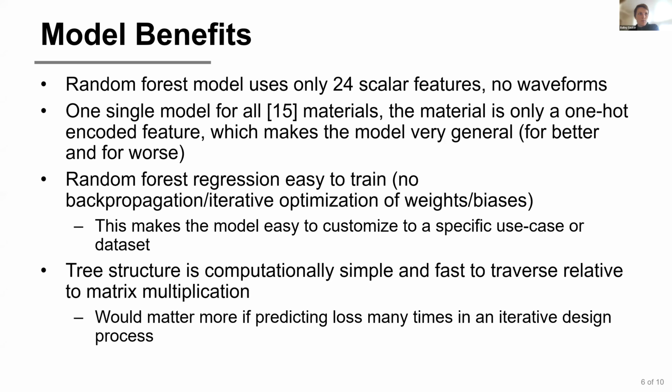I think it worsens performance on specific materials, but it does make the model very generalizable, and we'll see that a little bit later. The random forest regression is also very, very easy to train. There's no backpropagation, no iterative optimization. So that makes the model super easy to tweak if you get more data or you get more materials or something like that. And then the tree structure is also computationally simple. It's very fast to traverse because you're just doing a series of essentially inequalities.